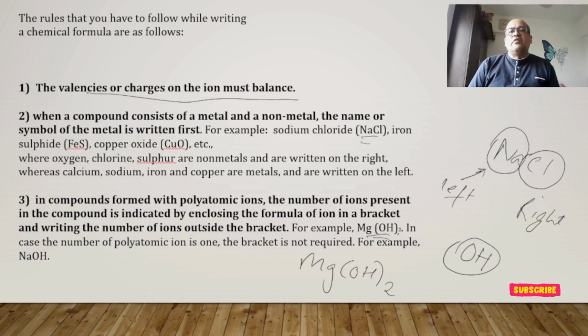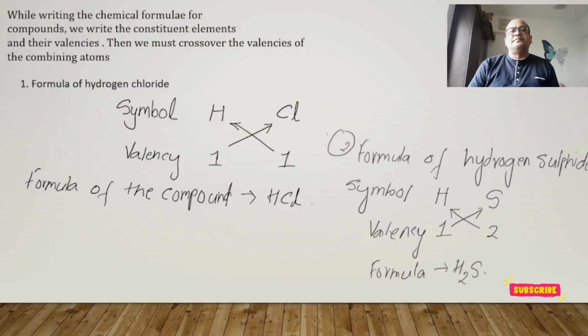For example, magnesium hydroxide has a polyatomic ion, and it is more than one, so we need to write two here. For sodium hydroxide, the polyatomic ion is one, so we are not writing a bracket here. If it is more than one, we need to write a bracket.